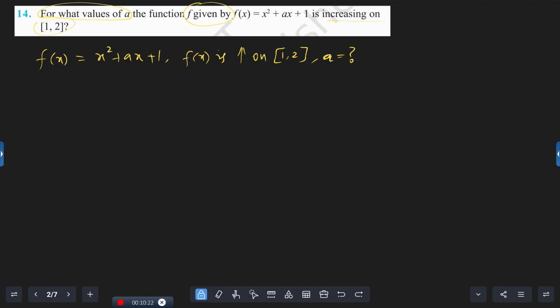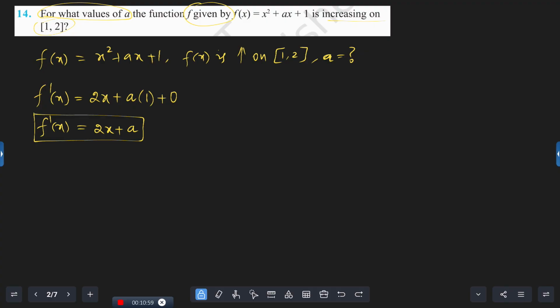Next, increasing, surely f dash of x greater than 0. Am I right? Greater than or equal to 0 you will be getting. Now we'll go here. First f dash of x, let me find. X square derivative is 2x. Plus a into x, derivative is a into 1, which is a. 1 derivative is 0. So when you simplify, this is my f dash of x, which is 2x plus a.